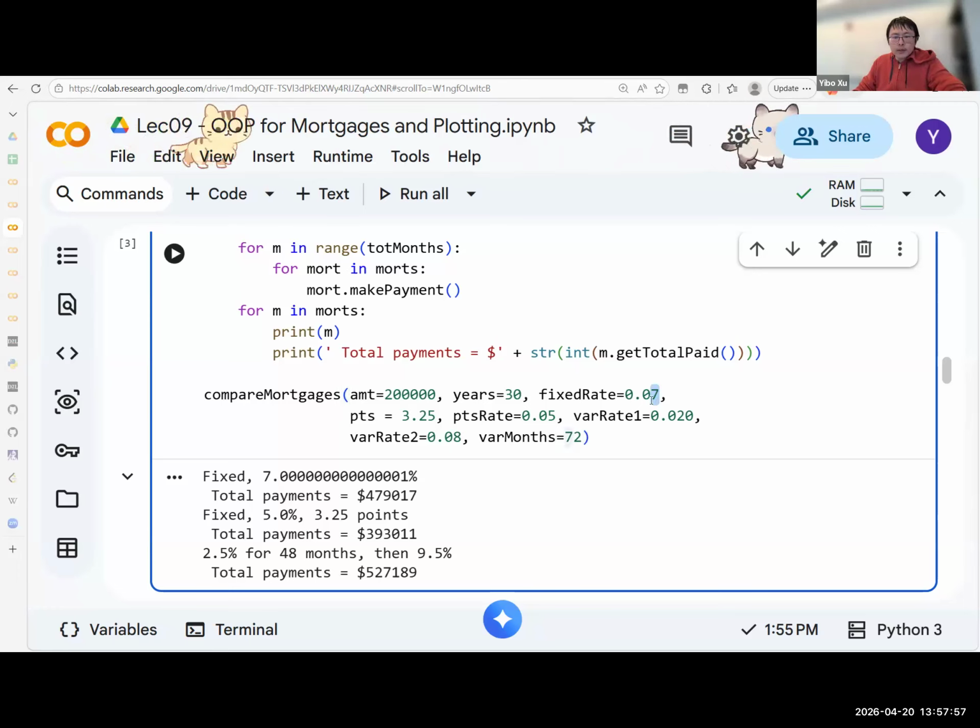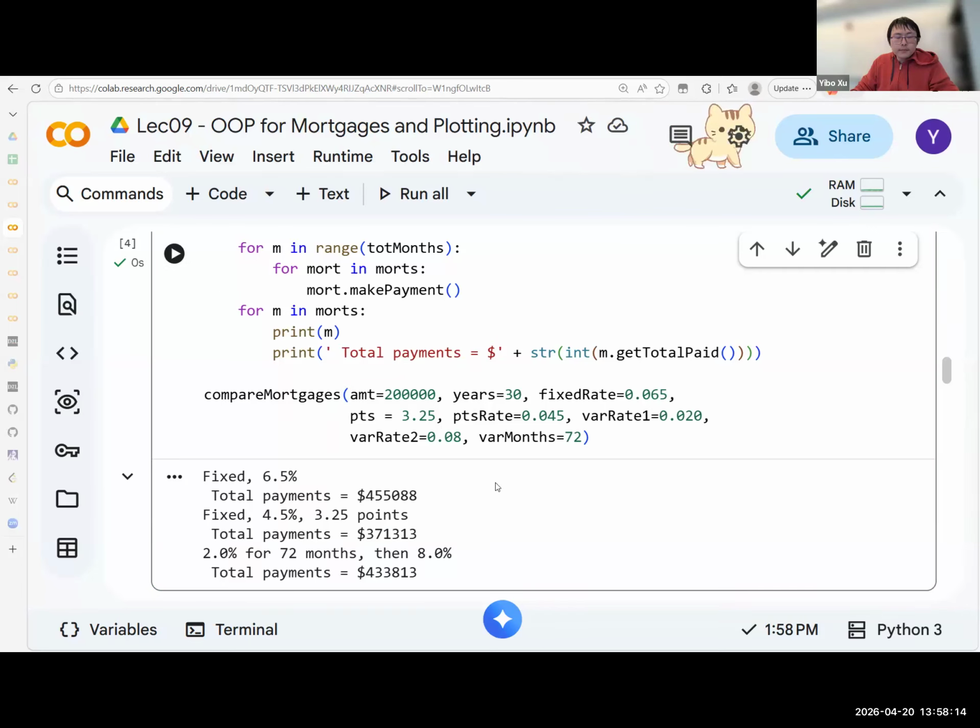And let's make it 6.5, 6.5 for the fixed rate. And then to buy points, let's make it 4.5, and let's see. So indeed, you sort of see that the points significantly decreases the amount that you need to pay in total, right?